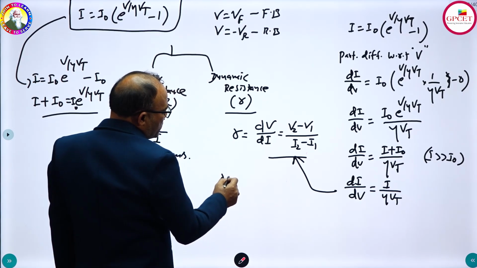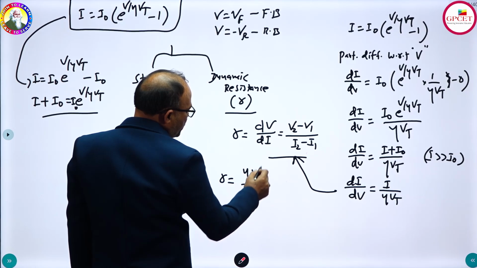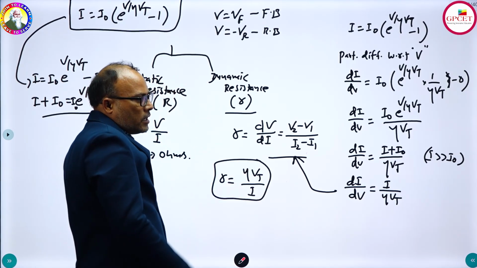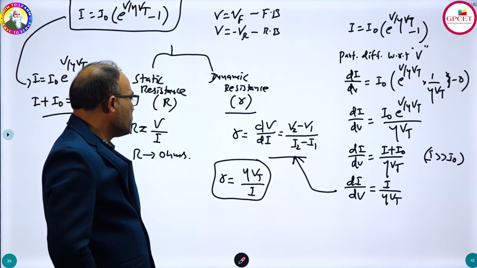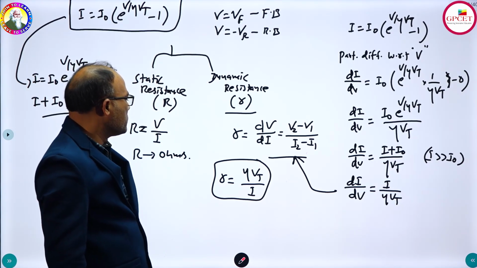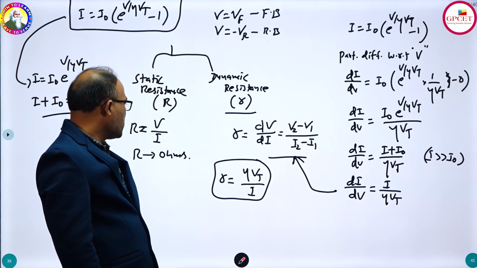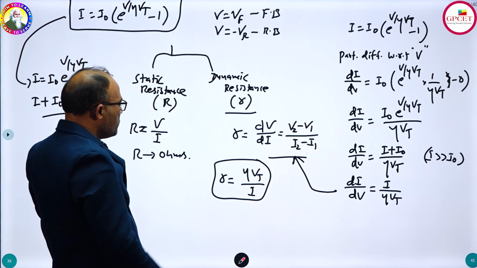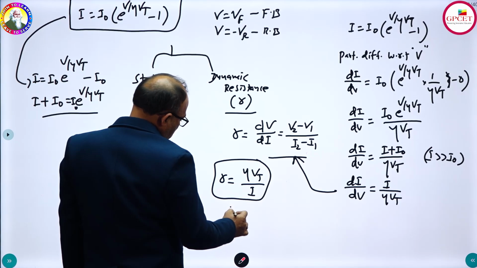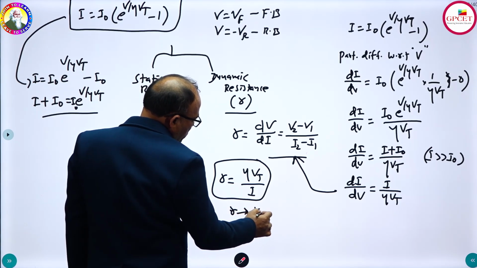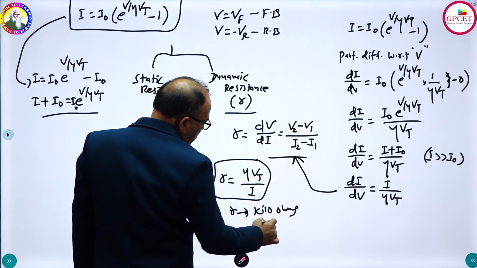So dynamic resistance r is equal to eta Vt divided by I. This is the dynamic resistance we have got from the diode current equation. Using the diode current equation, we have got r is equal to eta Vt divided by I, and the static resistance is R is equal to V by I. Dynamic resistance is also measured in ohms, kilo ohms, or sometimes mega ohms also.